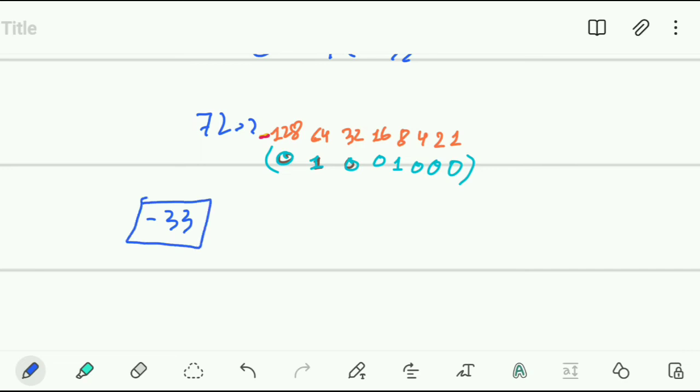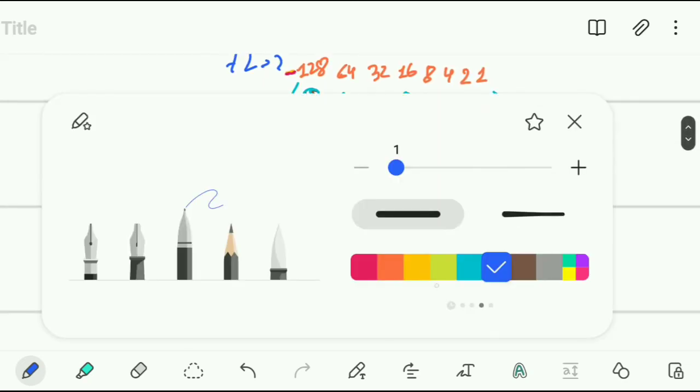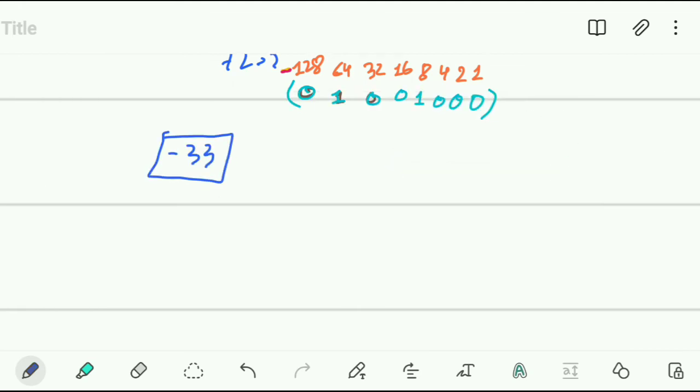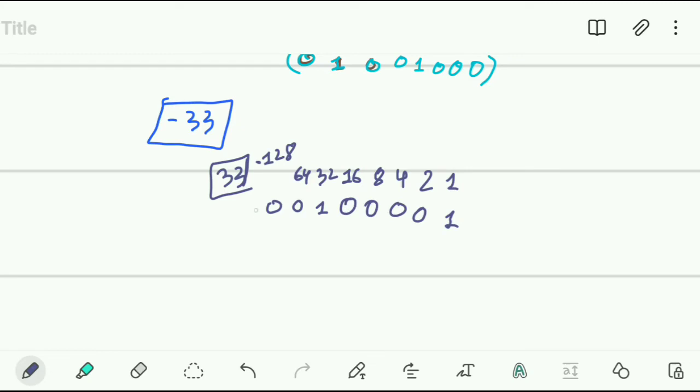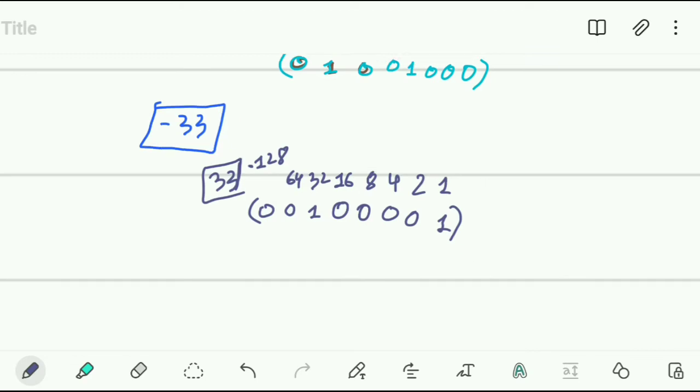And minus 33. I need to convert this into binary format, so I'm going to use the 2's complement form, the same thing I just told you. First of all, I see the binary representation of 33. 1, 2, 4, 8, 16, 32, 64, 128, where the last is minus 128. So it is 1, 0, 0, 0, 0, 1, 0, 0. So this is the binary representation of 33.